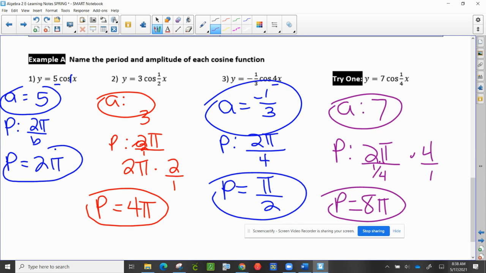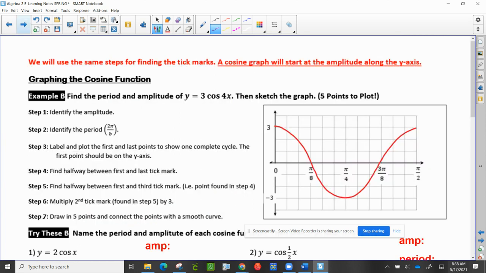So it's the same exact steps as the sine function. What's going to be different is when we actually graph them. So again, we're still doing our same steps, our 5-point method, but in this part, the cosine graph starts at the amplitude on the y-axis.